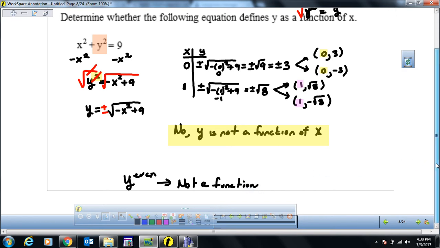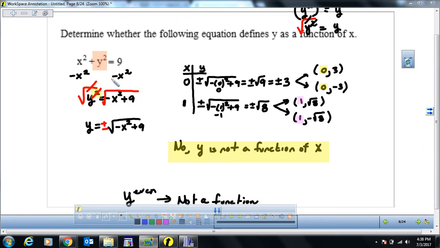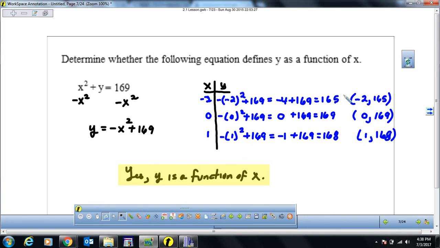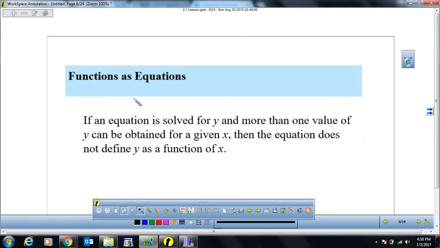This is just an idea. But ultimately, this is how we check everything. We have to leave the y by itself, and then we create a table of values for any given x, and see if for any given x we get two different values of y. If we don't, if we only get one single value of y, like I did here, for every x that I substituted, I got only one y, then it is a function in that case. If you get more than one y for any given x, then it's not a function. That's what the definition right here tells you.